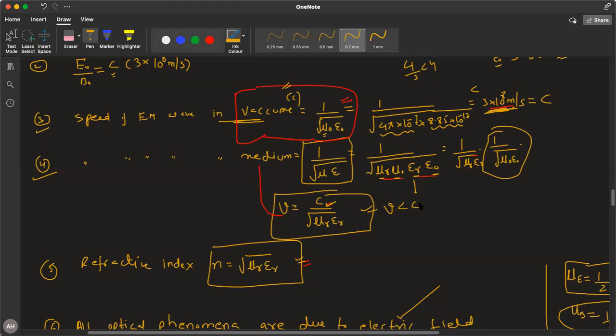So what's the definition of refractive index? There are two definitions of refractive index. One is the ratio of speed of light in vacuum to the speed of light in medium. The other is the root of the product of relative permittivity and relative permeability. But the definition that we usually use in optics is the ratio of speed of light in vacuum to the speed of light in medium. That's it.